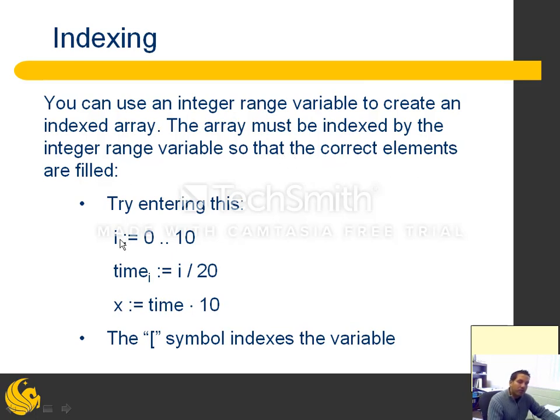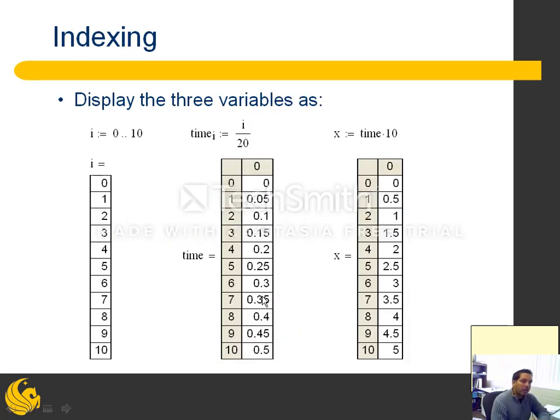So for example, let's say that we enter a range variable I from 0 to 10, we can create an array called time that depends on I, and the index I can be entered with the left square bracket. Remember, that's the difference between text subscript and index subscript. We're actually indexing a variable called time, defining time as I divided by 20, and then we can define a third variable called x, which is time multiplied by 10, and see what happens. This is what we're going to get out of these operations.